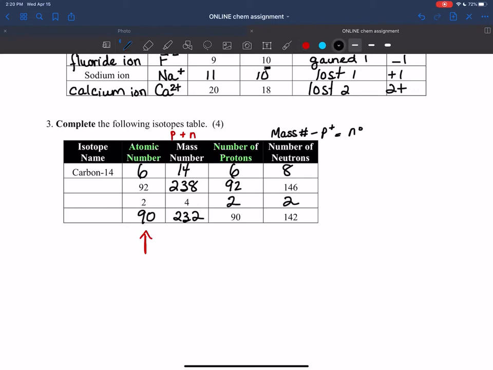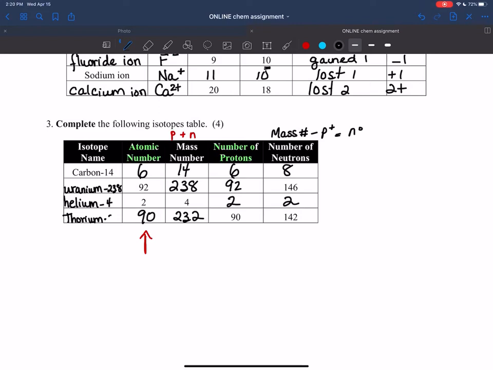So element 92 is uranium. And I'm going to put the dash and then the mass number. So that's uranium-238. Number 2 is helium. Helium dash, my mass number is 4. And then number 90 is thorium.